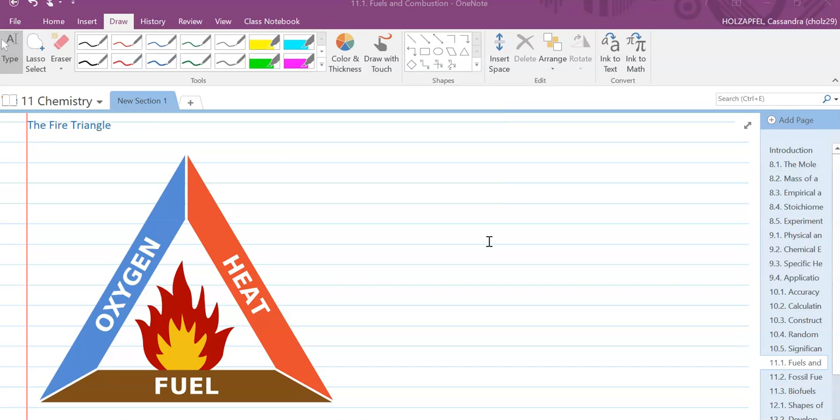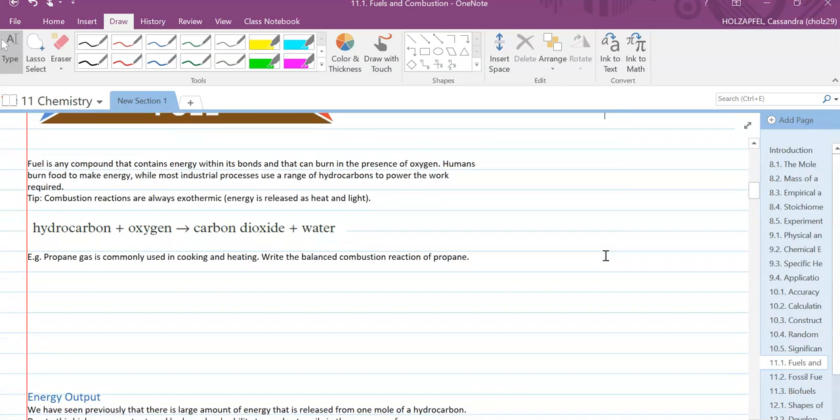So a combustion reaction is really just burning something in the presence of oxygen. So if we remove one of these three pillars from this triangle, so if we either remove the oxygen, or we remove the heat, or we remove the fuel, then the fire will no longer be burning. So let's continue. That's just a sort of general little introduction there.